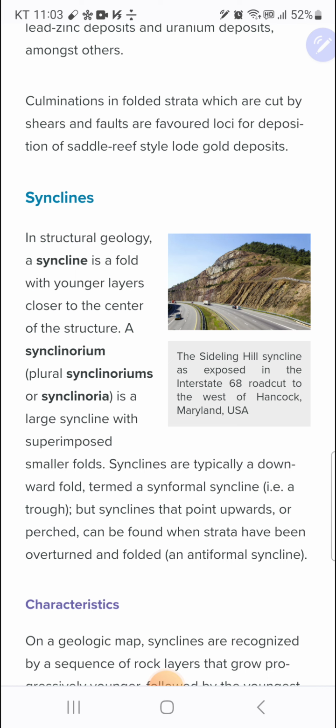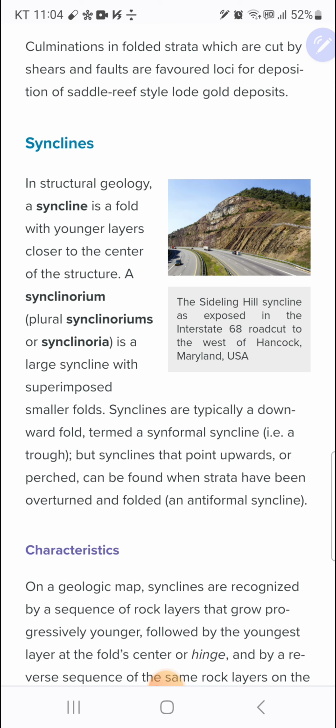But synclines that point upwards, or perched, can be found when strata have been overturned and folded. An antiformal syncline, the Sideling Hill syncline, is exposed in the Interstate 68 road cut to the west of Hancock, Maryland, USA.